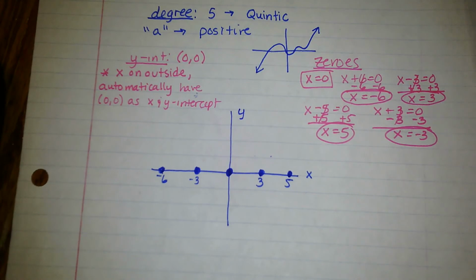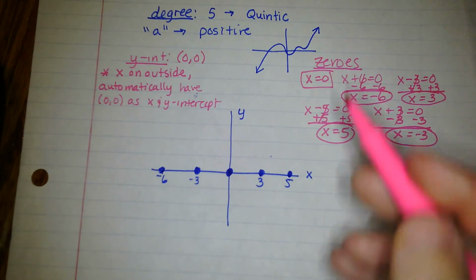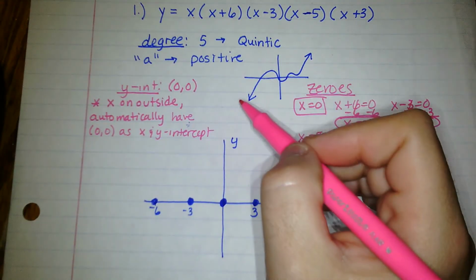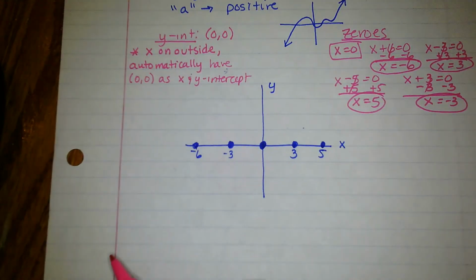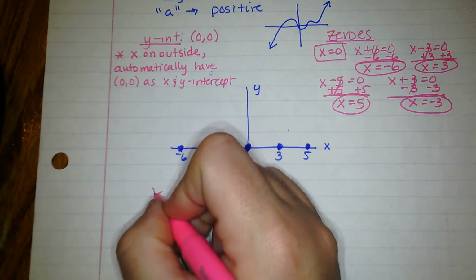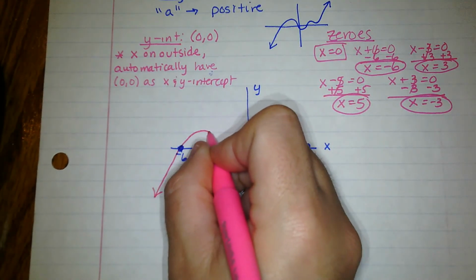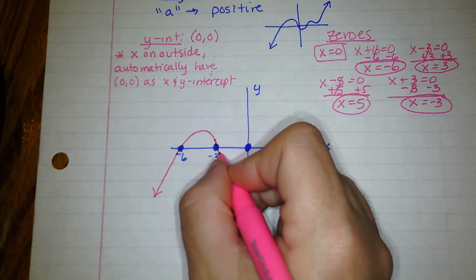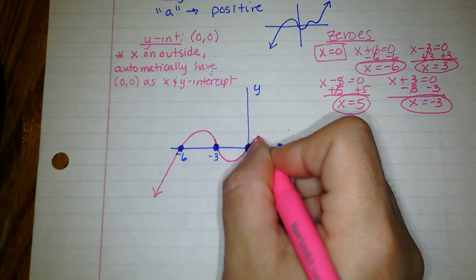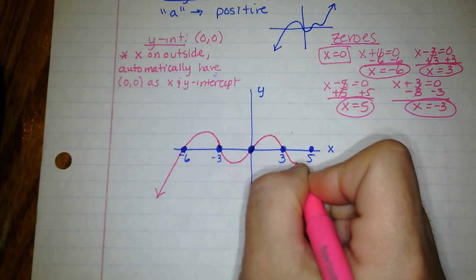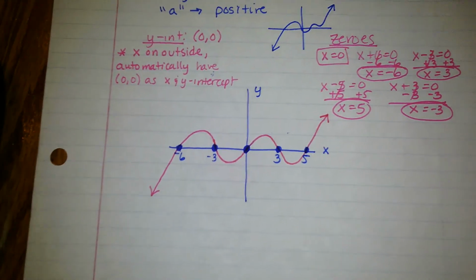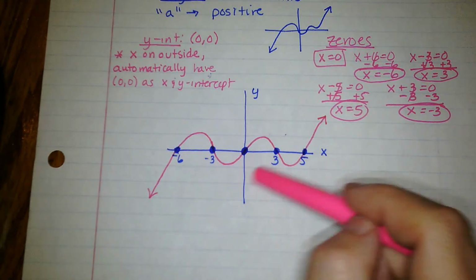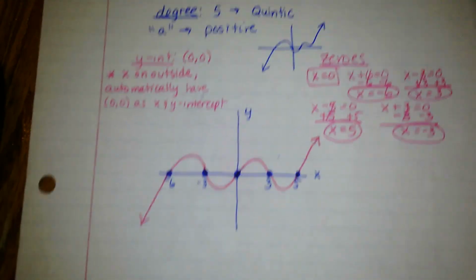Time to color or sketch, whatever. This is a positive quintic. It starts bottom left, ends top right. We're just connecting dots, guys. Start down here. Connect, go through, connect, go through, connect, go through, connect, go through. Just wiggle, wiggle, wiggle. Boom. There's your quintic.